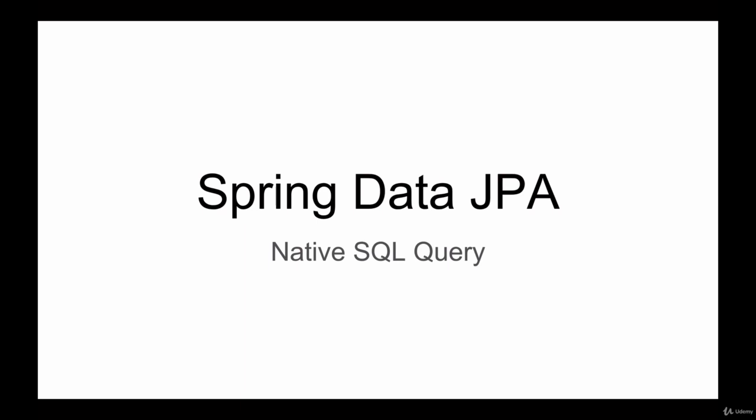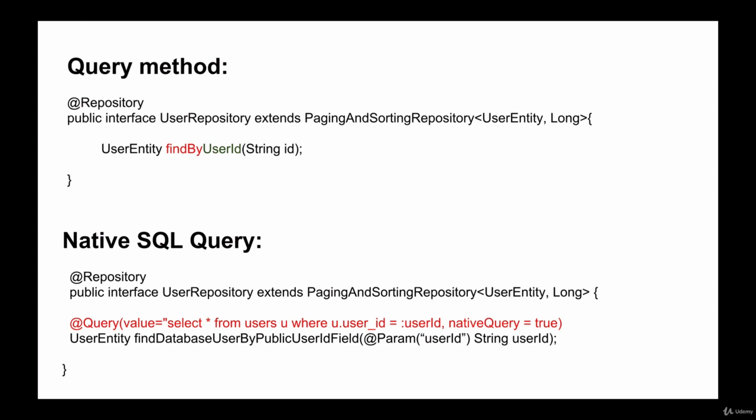In the following videos, you will learn how to create methods that perform native SQL queries. Until now, we used JPA query methods to save information into our database, to update and delete information from a database. And although you can do a lot with JPA query methods, there is a way to write native SQL queries. Let's have a look at the difference between JPA query methods and JPA native SQL query.